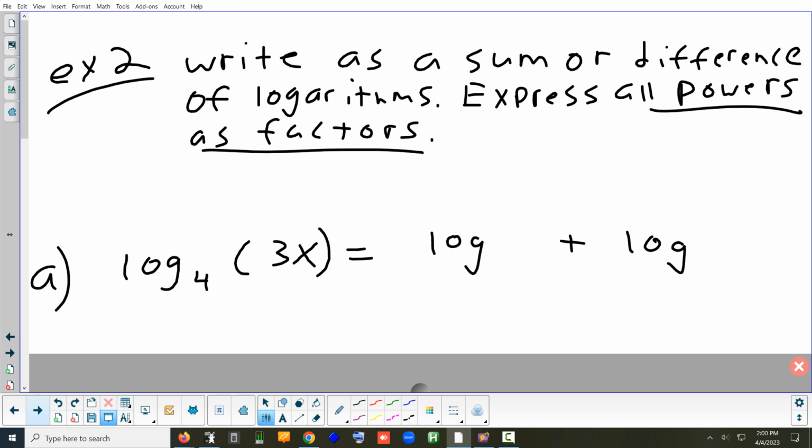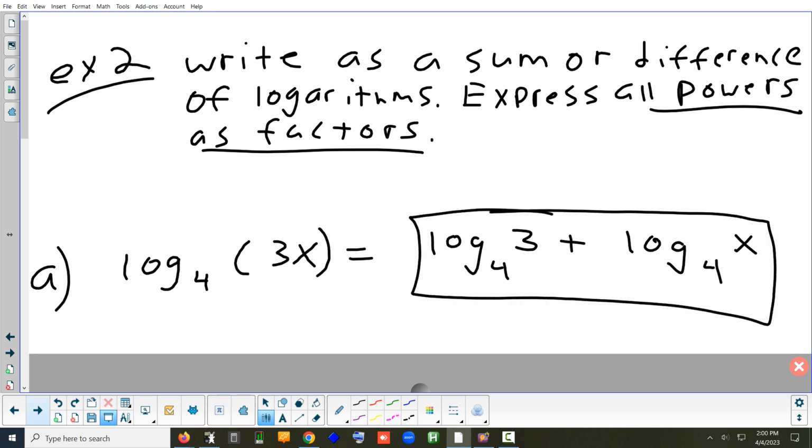What's going to be the base on each log? The base stays exactly the same as the original. So keep the base as 4. And Tony, what's going to be the argument to my first log? 3. A 3? And how about the argument to my second log? X. X. Perfect. And that's how you express this as a sum of 2 logs. Later, we're going to do the opposite. We're going to take that and combine it back into 1. But that's how you split it into 2.